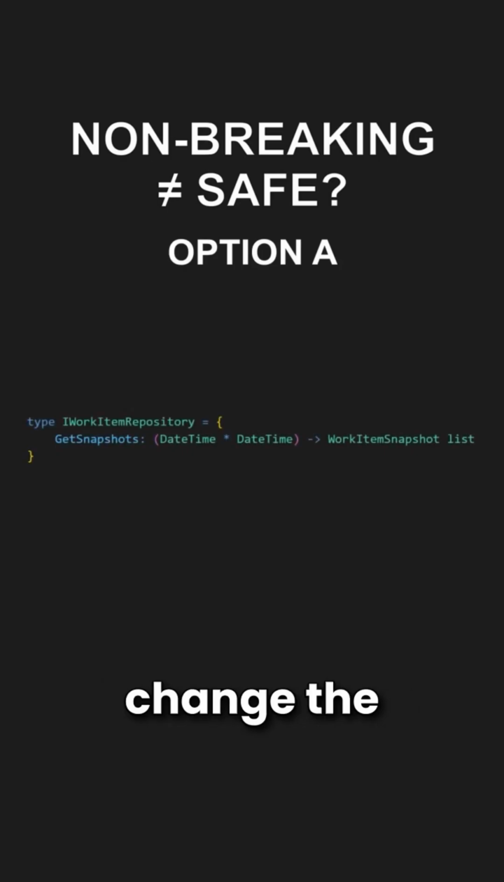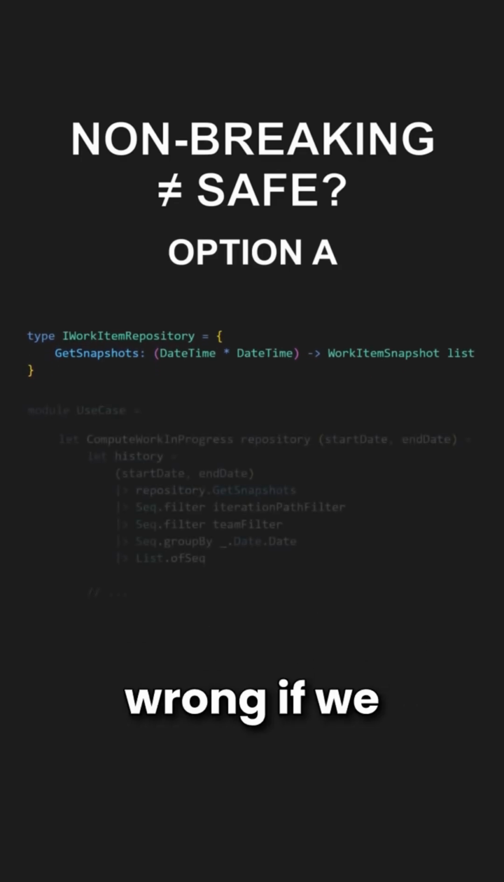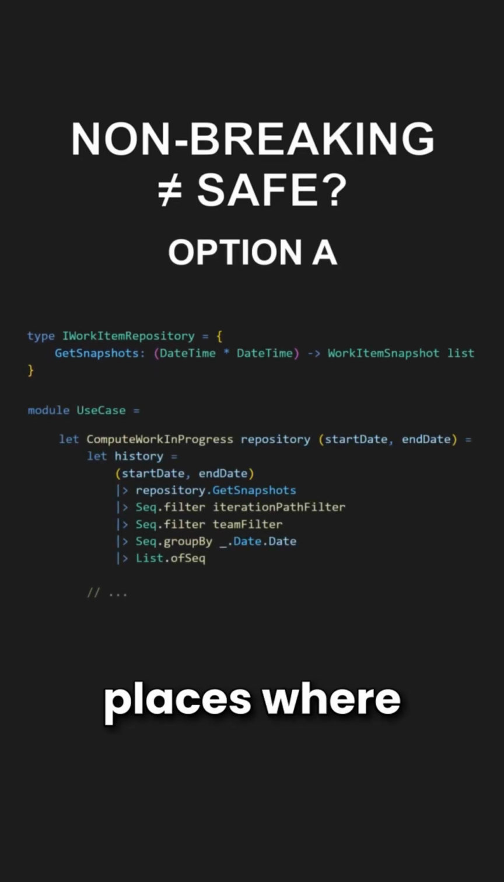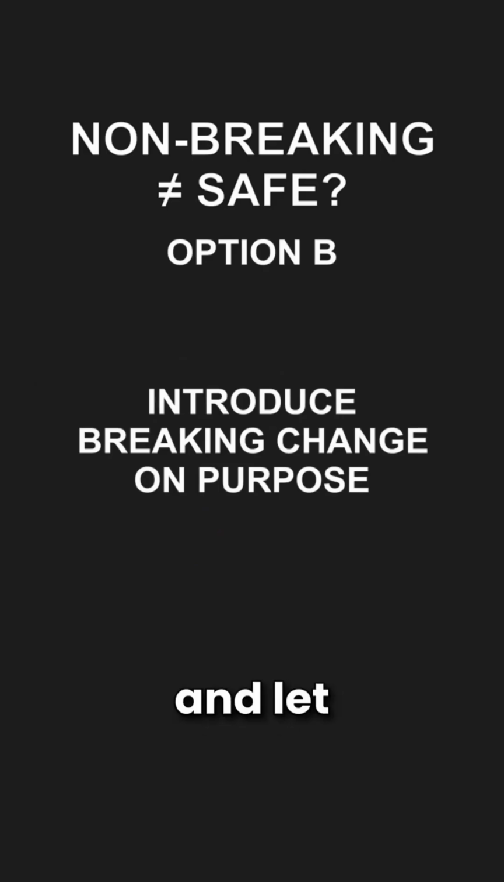As soon as we change the repository to return snapshots of all work item types, the counts shown in the work in progress monitor will be wrong if we forget to update all the places where filtering by the work item type is needed. An alternative approach is to introduce a breaking change on purpose and let the compiler guide it.